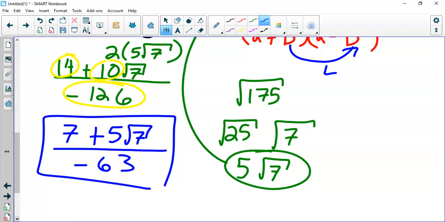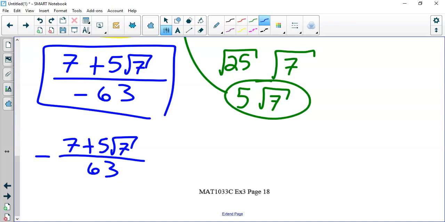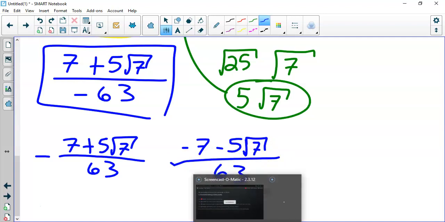Now, the denominator is negative. There are some things you can do with that negative. You can shift it around if you want, because remember, the negative can be in the denominator, out front, or in the numerator. So this is one possible answer you can put in. It's perfectly A-OK. Another possible answer: just put the negative in front and have 7 plus 5 square roots of 7 all over 63. Or if you want, you can take the negative through the numerator and have negative 7 minus 5 square roots of 7 over 63.